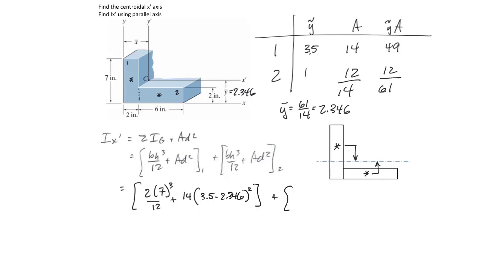Then we add that to the other one, which is base is 6, height is 2, cubed, over 12, plus the area. In this case, it's 12. And the distance is going to be this minus this. Now, it doesn't matter if you go that minus that or this minus this, because when you end up squaring it, you'll get a positive number anyway. So in this case, it is insensitive to which you put first. But I'll put 2.346 minus 1, quantity squared. And you end up calculating all that out. You get 101.5 inches to the fourth.